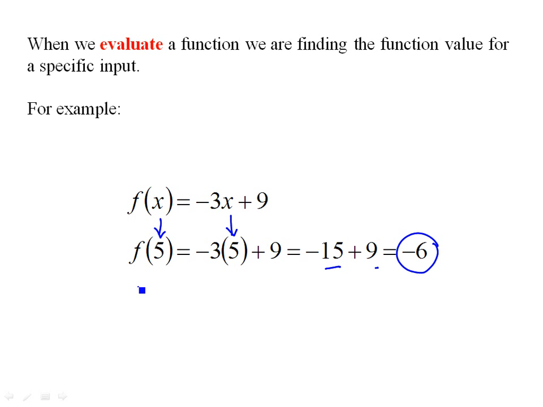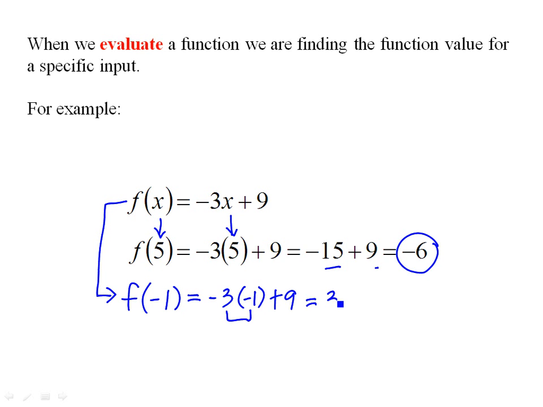Let's say if I ask you what is f of negative 1. So again, looking at the original function, wherever there was an x, we replace it with negative 1. So it's negative 3 times negative 1 plus 9, which equals negative 3 times negative 1 is positive 3 plus 9, which equals 12. So the answer is 12.